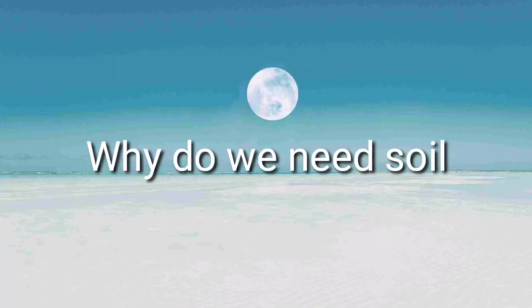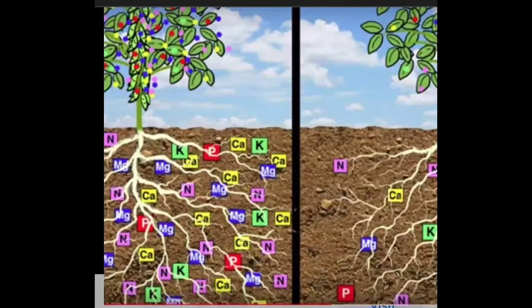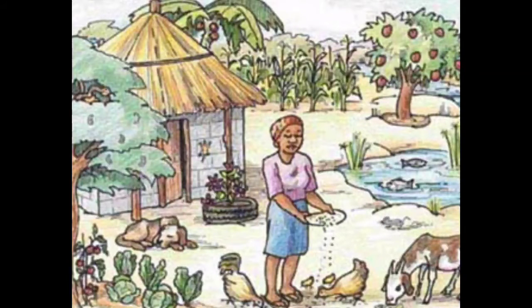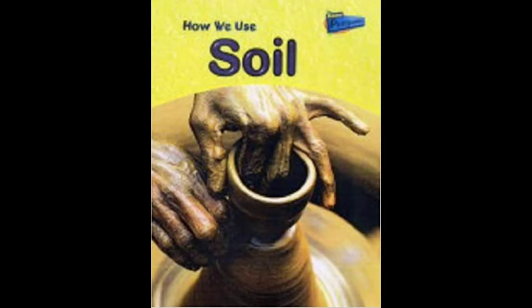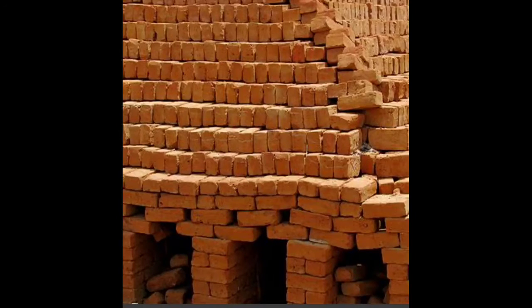Why do we need soil? Plants get their nutrients to make food and grow from the soil. Animals get their food from plants. We use materials from the soil for construction, for example, clay to make bricks.